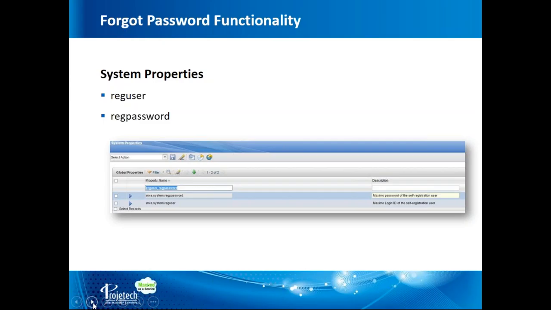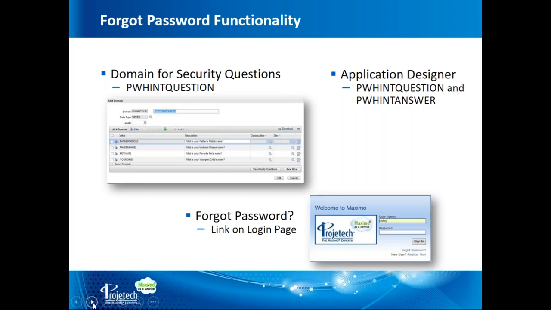Once that's done and it matches, there's actually a domain in Maximo already set up. It's called password hint question. So this is going to hold all of your password security questions. It comes out of box with 1. All you have to do is add more as you come up with questions. So you just add the value, which is just the name of the question. The description is what the actual question is.